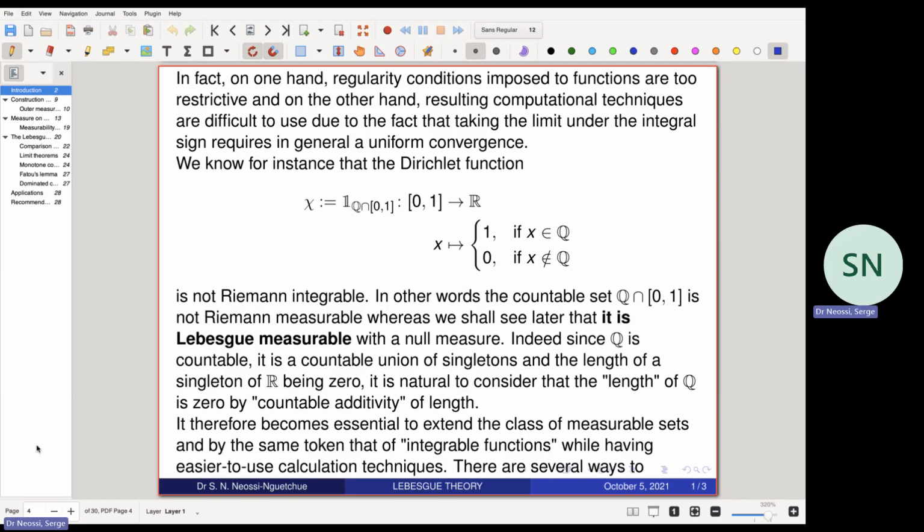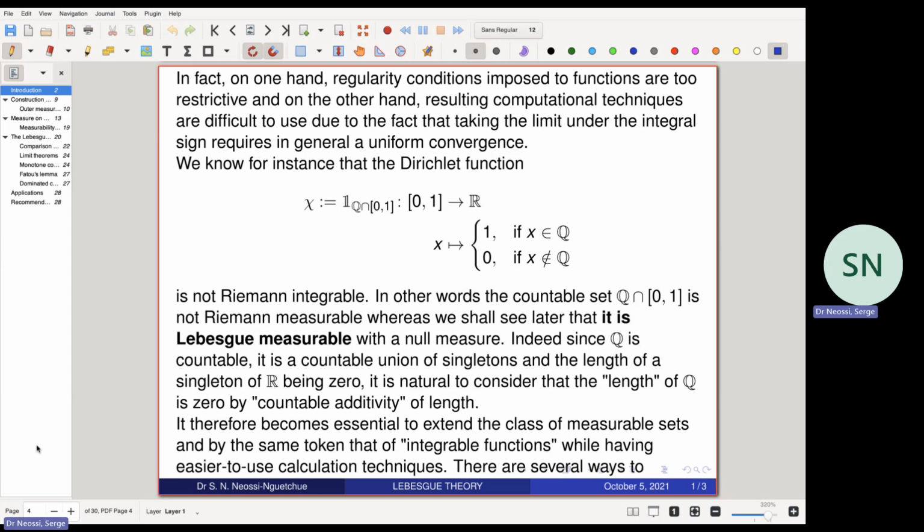So take, for example, the Dirichlet function chi, which is by definition the indicator function of the set of rational numbers intersected with the closed interval [0, 1]. At each x in the interval [0, 1], the value of the Dirichlet function will be 1 if x is a rational number and 0 if it is irrational. This Dirichlet function is not Riemann integrable.